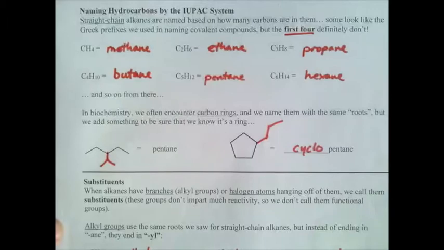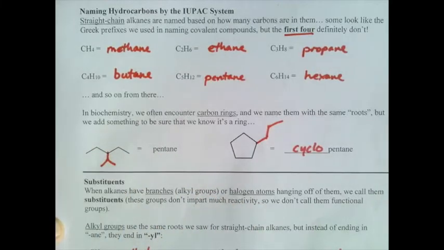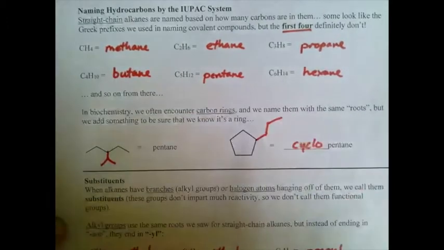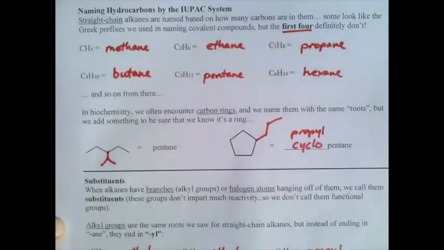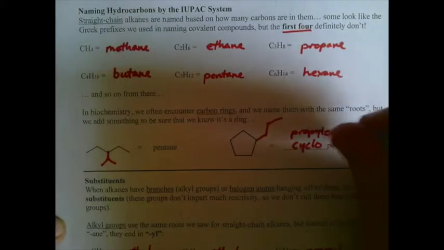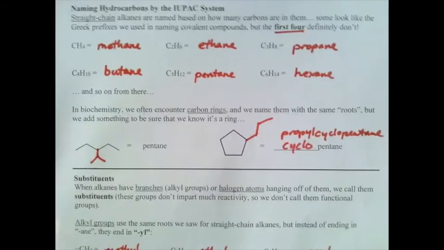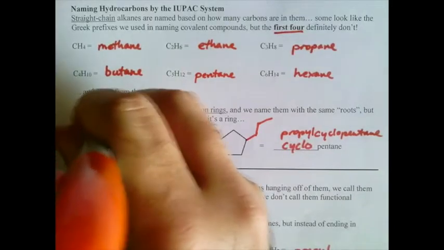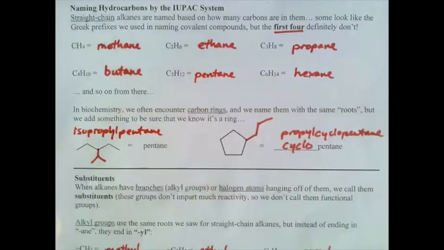I'm going to come up here, I'm going to look for my longest continuous chain, which here is definitely a pentane, here it's a cyclopentane, and then I'm going to name whatever the substituent is. So I've turned this into propyl cyclopentane. And I could write that as all one word if I wanted to. We don't generally put spaces in here. This would be isopropyl pentane.